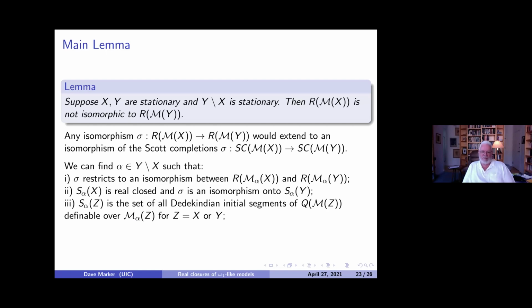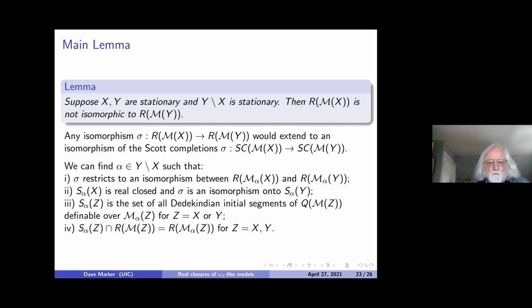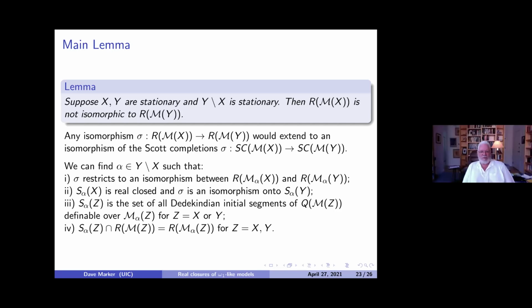Everything in the Scott completion with respect to X or with respect to Y is definable. So I want to make sure that for Z, either X or Y, S alpha is exactly the collection of Dedekindian initial segments that are definable over the model of arithmetic up to that point. And finally, I want to make sure that if anything in S alpha of Z ever gets into the real closure of M of Z, then it's already in the real closure by stage alpha.